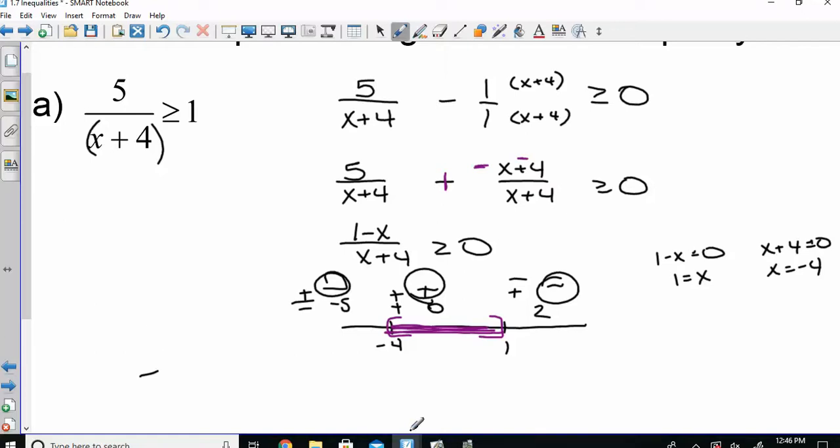If you put in a negative 4, what do you get on the bottom of your fraction? 0. Can we have 0 on the bottom of the fraction? No. So if it's a fraction, it doesn't matter if I have an equal to or not, the denominator will always get a parenthesis because you can't make the bottom equal to a 0. So my answer here is parenthesis, negative 4 comma 1. The 1 gets a bracket because it's okay for the top of the fraction.